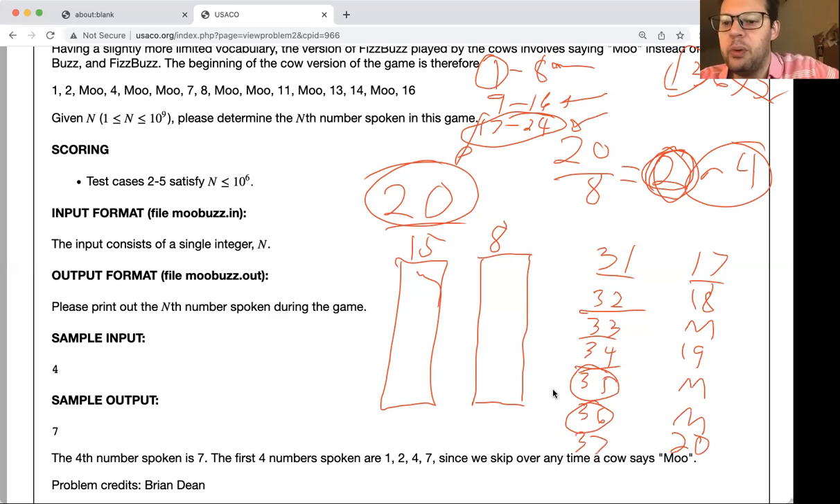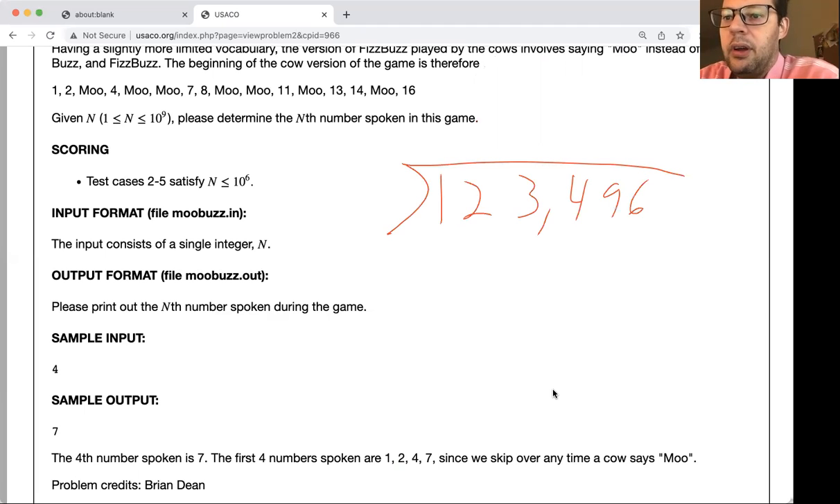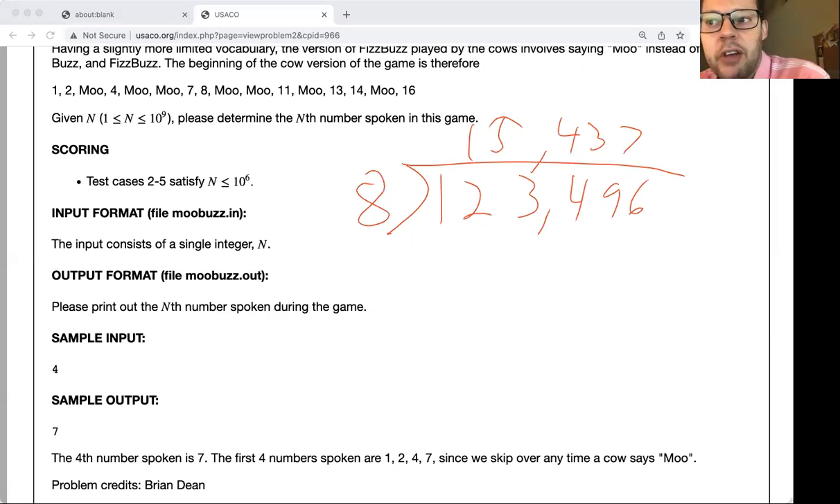Okay, so then when we get into very large numbers, for example, if I want the 123,496th number, it's going to be too much, obviously, for us to do by pen and paper. But again, if we divide this by 8, we will know how many blocks of 15 we have to have. So I'm just going to do this in a calculator real quick. 123,496 divided by 8. I got 15,437. So 15,437 sets have to be skipped.